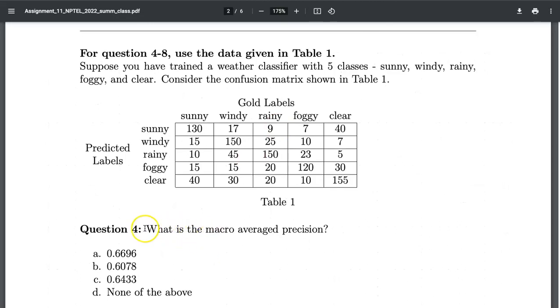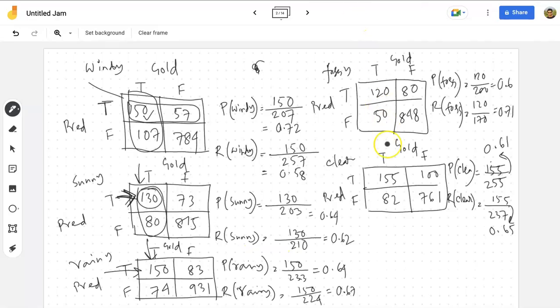So what is the first question? The first question is the macro average precision. So what about macro average precision? Macro average precision will be the average of all the precision values.